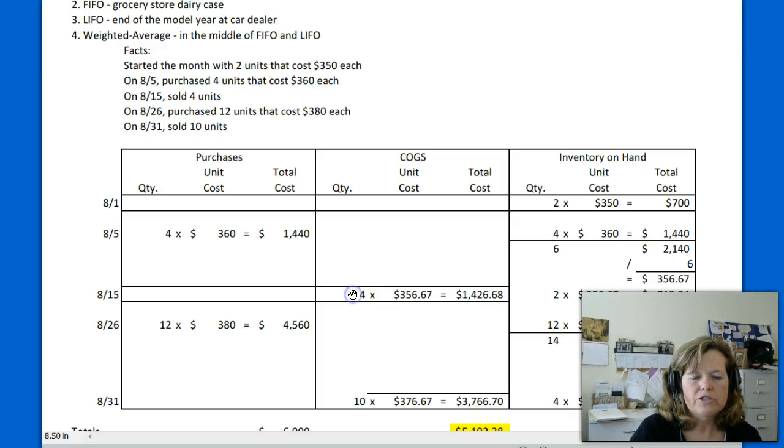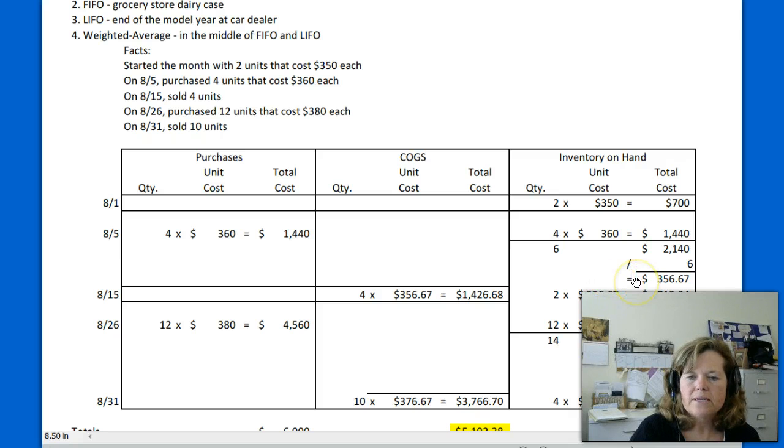Then I come down to the 15th and I sell 4 units. So at this point, I'm going to have to figure out an average cost per unit so that I can apply it here to cost of goods sold. The way I do that on a weighted average basis is I take the 6 units and divide that into the $2,140 of total cost. I come up with an average cost of $356.67, and I recommend you stay at least 2 decimal places. If you round off to whole dollars too soon, you'll end up with some errors due to rounding. So keep at least those 2 decimal places.